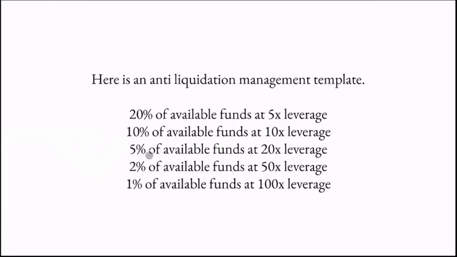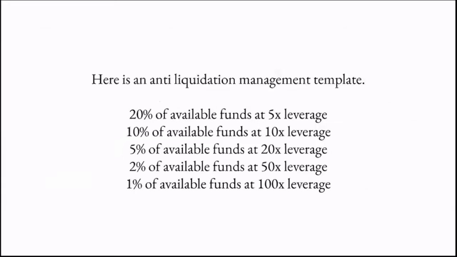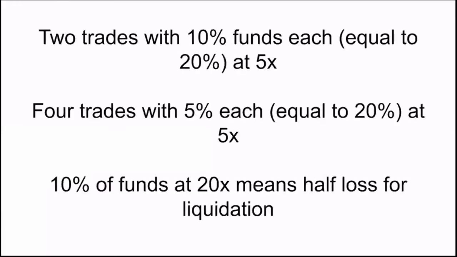There are different scenarios for these. For example, on the next slide, if we're looking at two trades with 10% of funds each, that's equal to 20%, and you can take that at 5x. With 20% of available funds at 5x leverage, we're going to be able to avoid liquidation. In theory, that coin would have to go all the way to zero in order to be liquidated. If you have two of these positions, you can open one at a time until they get into profit: two trades at 10% each at 5x would be equal to 20%.